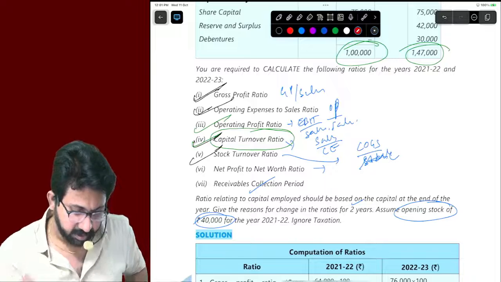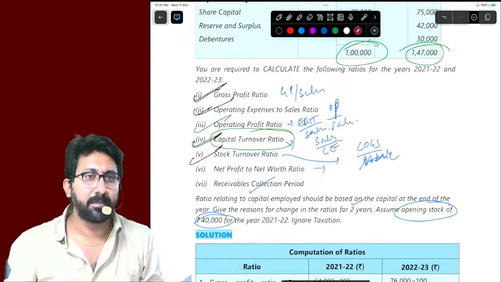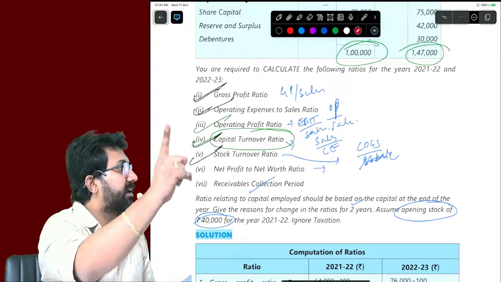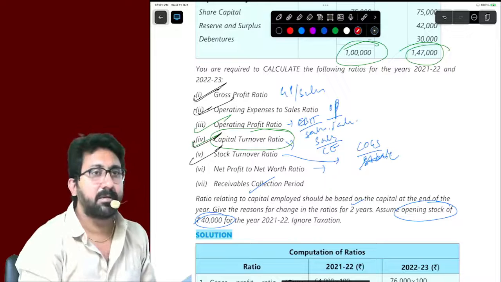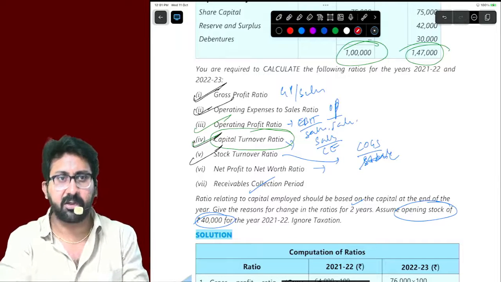Yes, next. What is the next one? Please everyone tell me the answer. What is the formula for stock turnover? Sales or cost of goods sold, divided by average stock. Average stock formula: opening stock plus closing stock divided by 2.